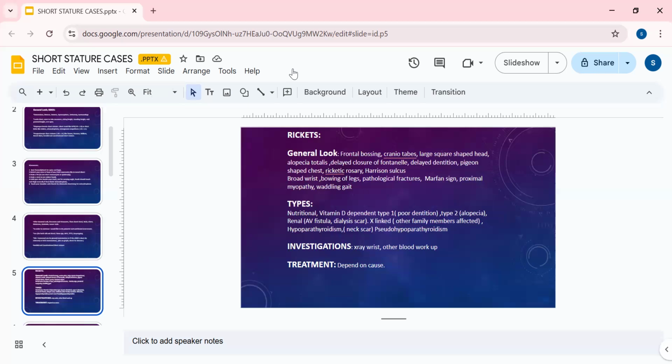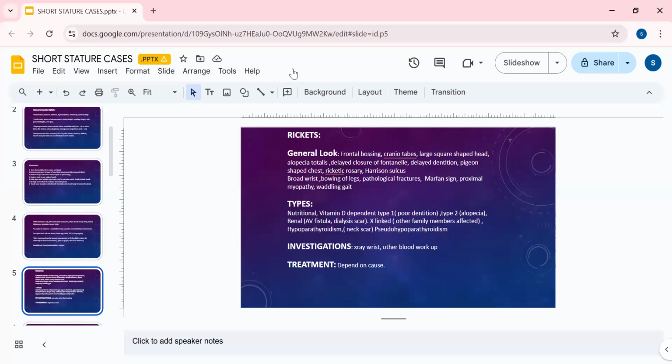Usually you can take any of them, but mostly the lower segment is easier and more appropriate. The lower segment is taken while standing. The child is already standing, you are taking the full height, so at the same time you can check the lower segment.